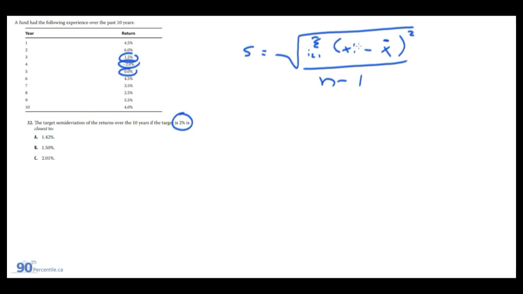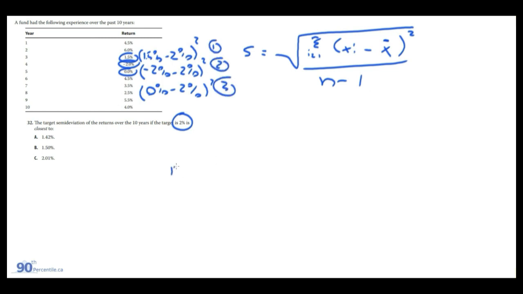So first, we're going to calculate xi minus the target, so 1.5% minus 2%. And the next one is negative 2% minus 2%. The last one is 0% minus 2%. And then we would take all of these and square them, and we end up getting, let's move this down, so this is 1, this is 2, this is 3. 1 is 0.0000025.